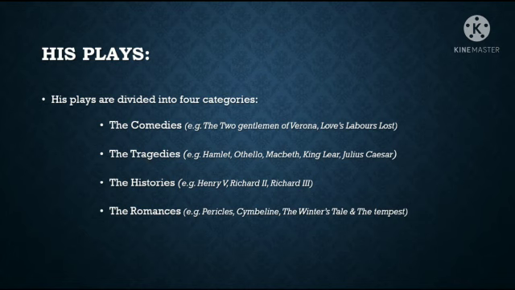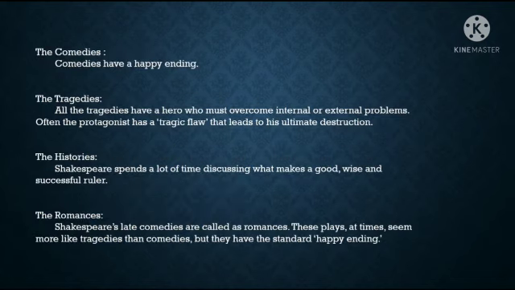Shakespeare's plays are divided into four categories. We all know that he wrote 39 plays, and those 39 plays are divided into four categories: the comedies, the tragedies, the histories, and the romances. The comedies. Comedies have a happy ending. So if a play has a happy ending, it always comes under the category of comedy.